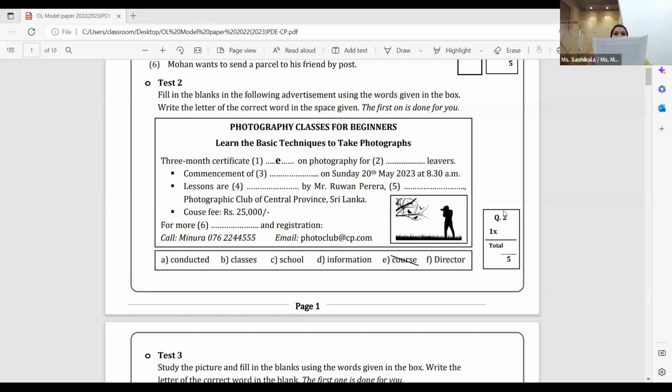Some of you have shared your answers in the chat box. Yeah, C, B, C, B, A, F, D. Correct. Some of you have shared it in the box. Okay. Next.